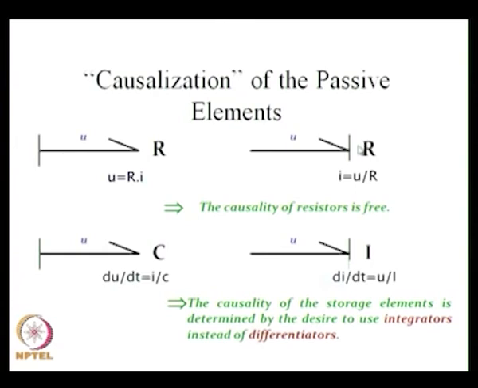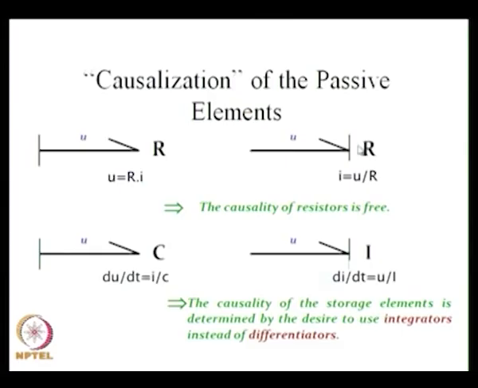If you are calculating it on this side, then I is U by R, and here U is R multiplied by I. So the causality of the resistor is free. Depending on the situation, you can provide the causality on this side or this side, because it is free causality for the R element.